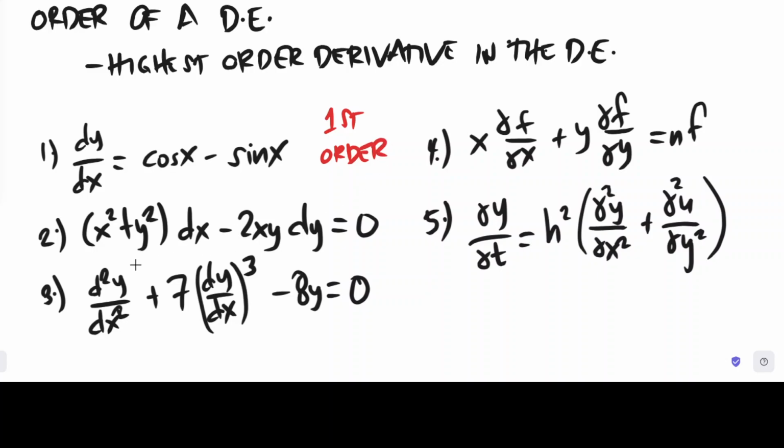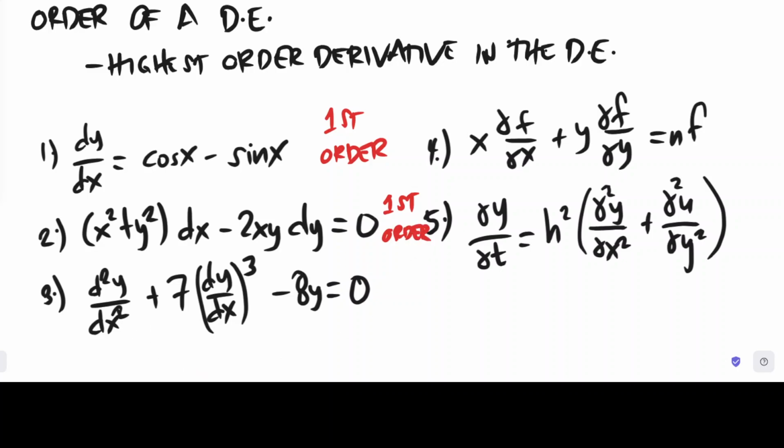Next, we have (x squared plus y squared) dx minus 2xy dy is equal to 0. So we have dx, which is a first order derivative. We have dy, which is also a first order derivative. No other derivatives, so we can say that the highest order here is 1. So the second example will be another first order DE.